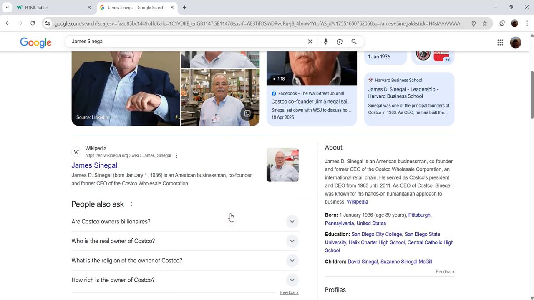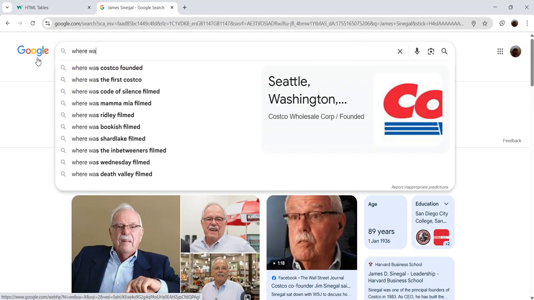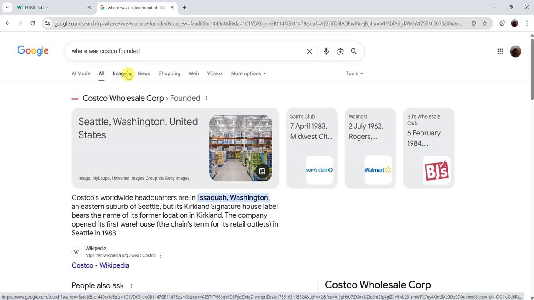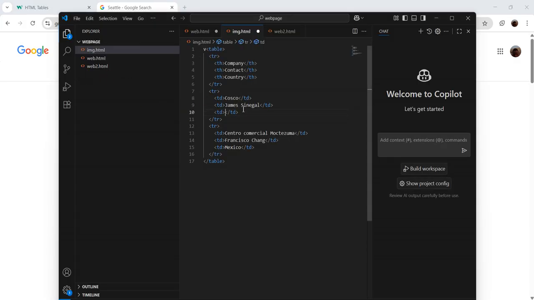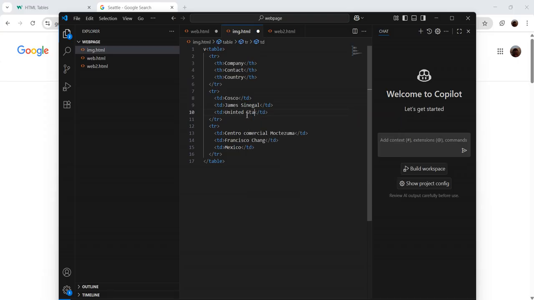And we can also ask where Costco was made. Costco was founded in the United States. So we could do, we would put in Seattle. But we put country, so we have to put United States.